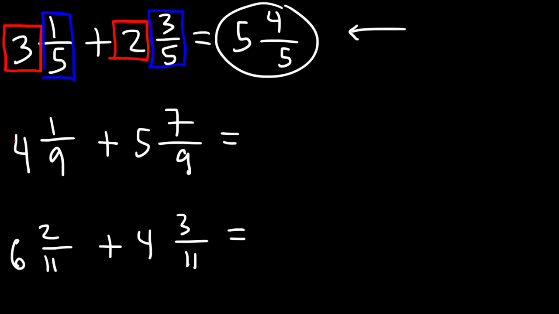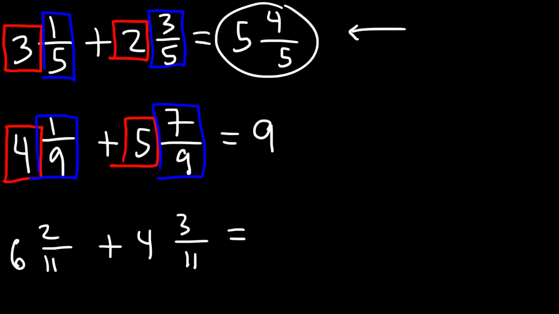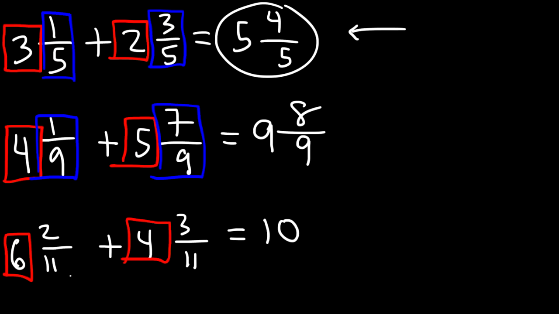Now let's do the same thing for the next example. So let's add 4 and 5. 4 plus 5 is 9. And then we can add 1 over 9 plus 7 over 9, which will give us 8 over 9. Now for the third example, we can say 6 plus 4 is 10. And then we can add 2 over 11 and 3 over 11, which will give us 5 over 11. And so that's it for that example.